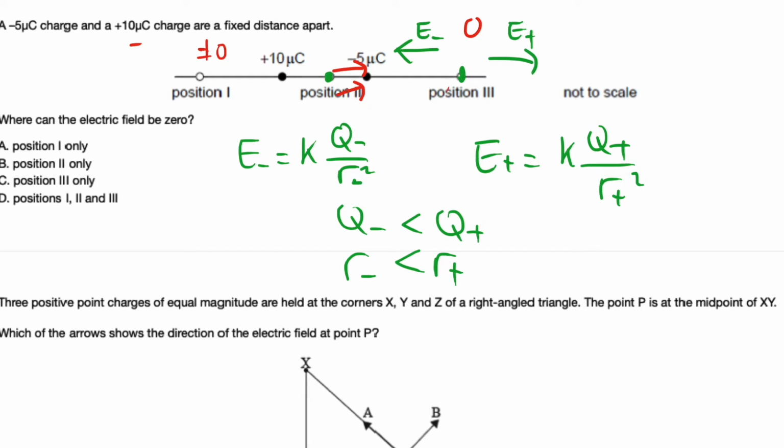Right. So let me just recheck for position 2. The positive charge is going to radiate outward, so in the left direction, this is correct. The negative charge is going to radiate inward, so in the right direction. The positive charge radiating outward is also in the right direction, so it cannot be 0. So the answer will be C, position 3 only.